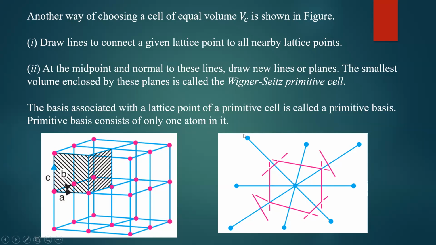Another method is you take the lattice points, then draw the lines to join those lattice points, then draw the perpendiculars at their midpoints. Then these perpendiculars will give you a closed volume, and that is called the Wigner-Seitz primitive cell. The Wigner-Seitz primitive cell also contains only one lattice point in it, and if you replace this lattice point by the basis, it is observed that the primitive cell contains only one atom in it.